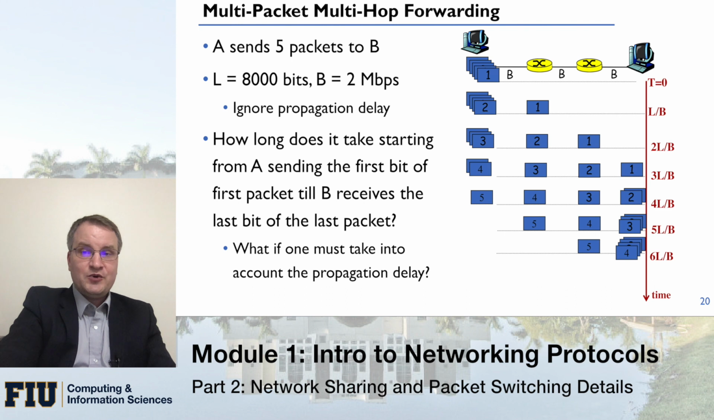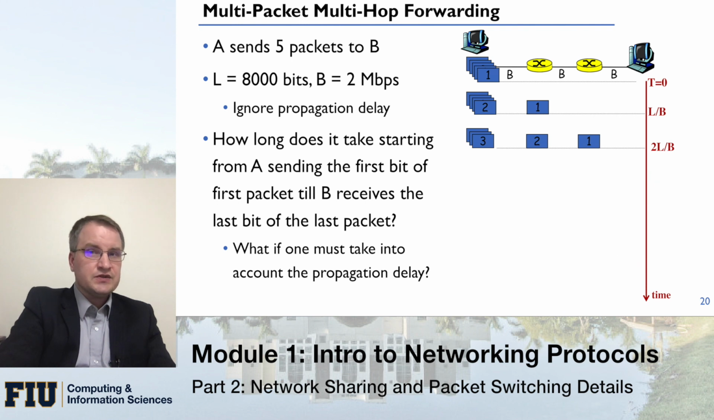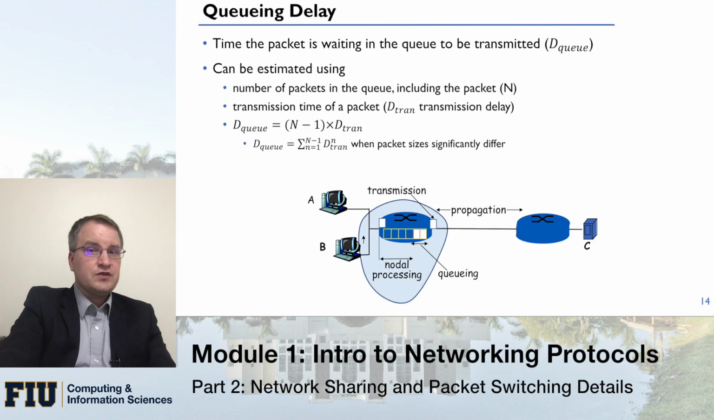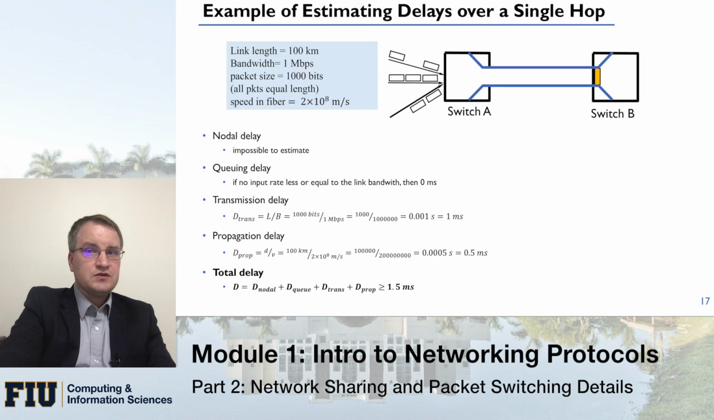So at some point, hopefully, at the time moment of 7L divided by B, all packets have been effectively received by the end node. So let me try to contrast this example with the example I just showed you with just a single packet that has been transmitted over the same 3 links.